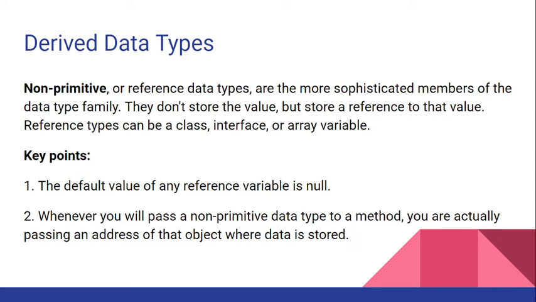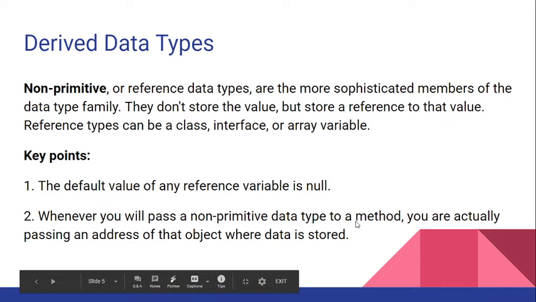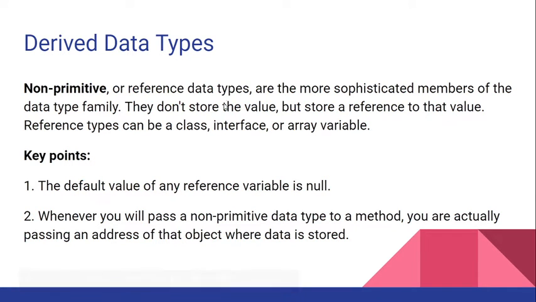If you take primitive data types, they have some value, like int's default value is 0, char's value is something else, like that, default values. Whenever you pass a non-primitive data type to a method, you are actually passing an address of the object where data is stored. As I explained earlier, the non-primitive or reference data types don't store the values, they store the reference. And what is reference? The address of the data.